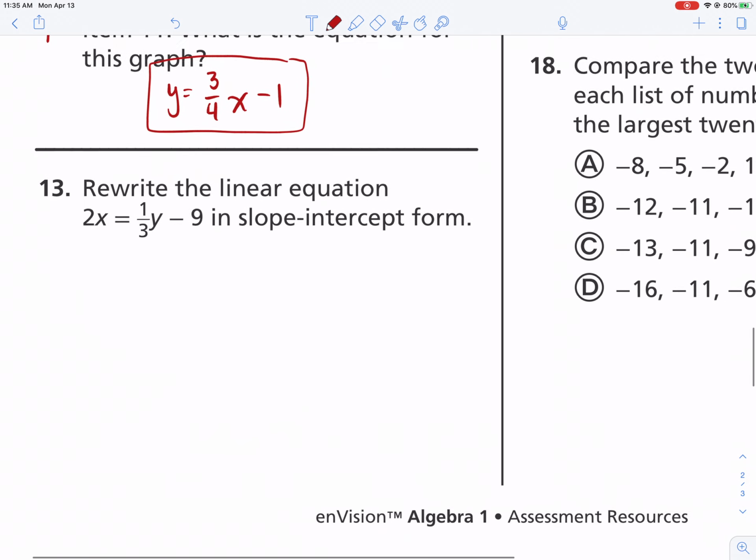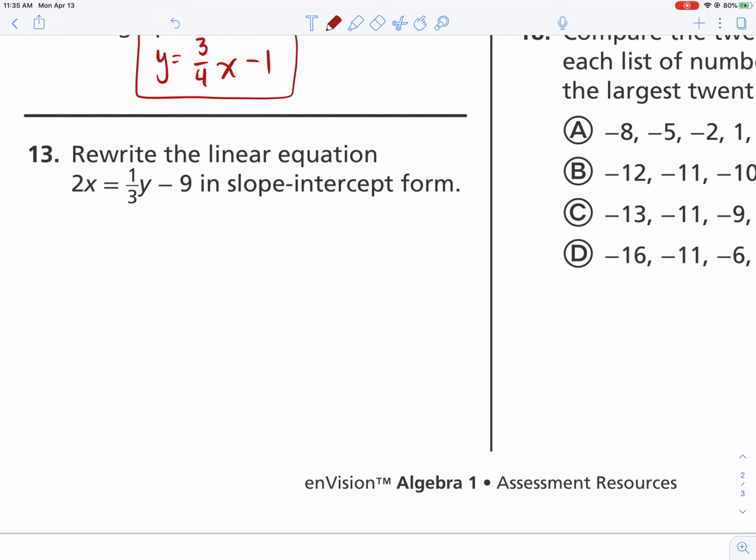Okay, moving on to number 13. Number 13, it's telling us to write it in slope-intercept form. And remember we talked about that. That's a fancy way for saying get the y by itself. We want y equals mx plus b. So I'm going to rewrite it down here. And they give us a little bit of space for this one, which is nice.